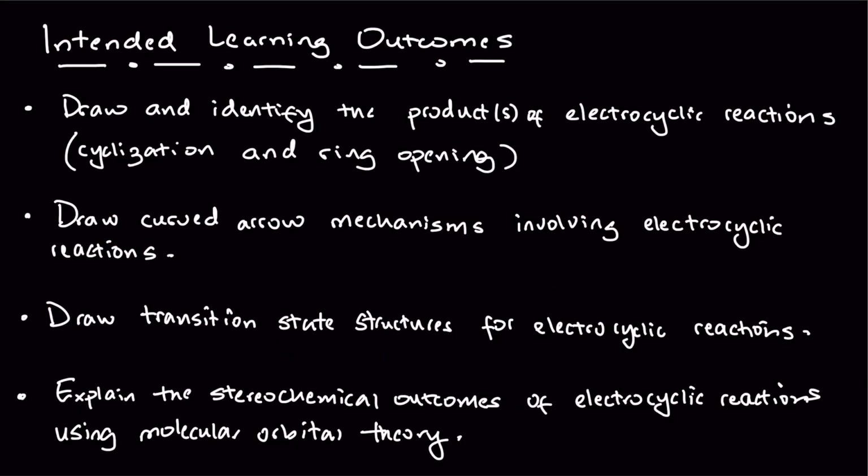And so with that, I hope that by the end of this video, you're able to start thinking about the product of electrocyclic reactions. We focused on cyclization, but certainly the ring opening is one you can do as well. You want to be able to draw curved arrow mechanisms and transition state structures of these electrocyclic reactions, which we've covered, and we've certainly covered in detail how to explain the stereochemical outcomes of these reactions using the symmetry of your HOMO orbitals and molecular orbital theory.